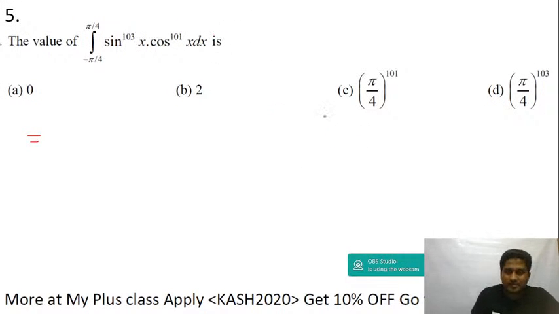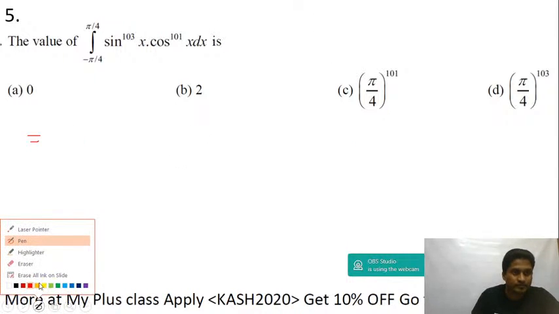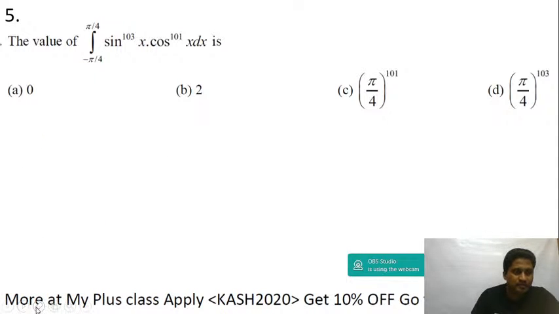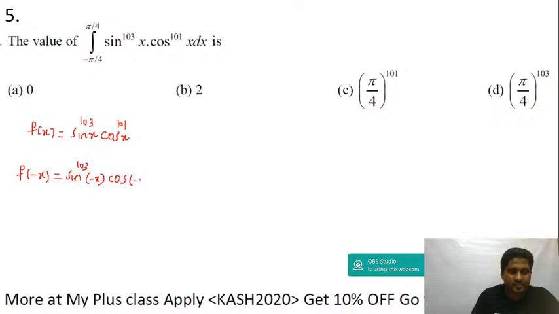Okay, now f of x is equal to sin x to the power of 103 and cos x to the power of 101. Okay, now f of minus x will be equal to sin of minus x whole to the power of 103 and cos of minus x whole to the power of 101.